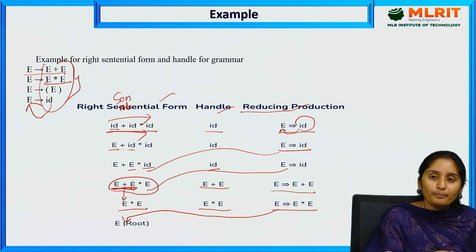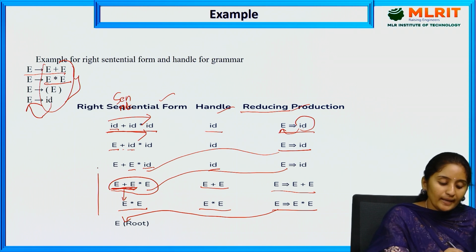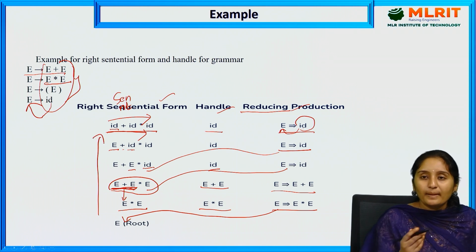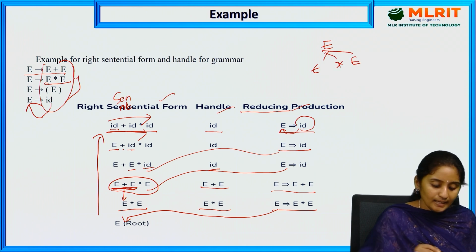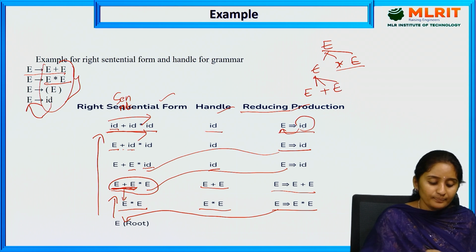Coming to handle pruning. What we have discussed as handle pruning is that we apply it in a reverse manner by applying rightmost derivation. Let me write it. The last one is E. Then I derive E star E. E star E is completed. The next, E star E. Next E star is completed. Then next it is replaced with E plus E. E plus E is completed. The last E is derived to ID.